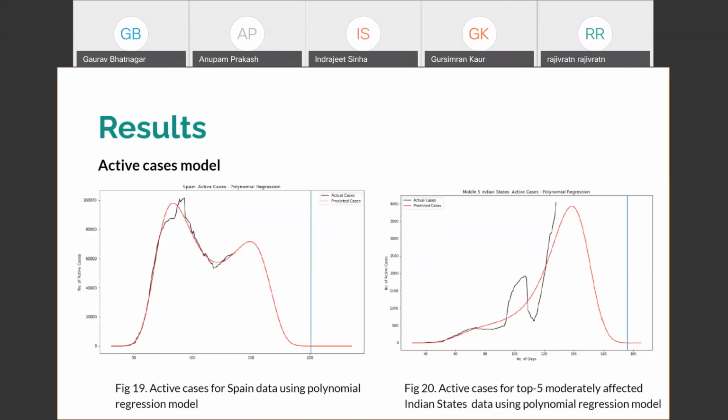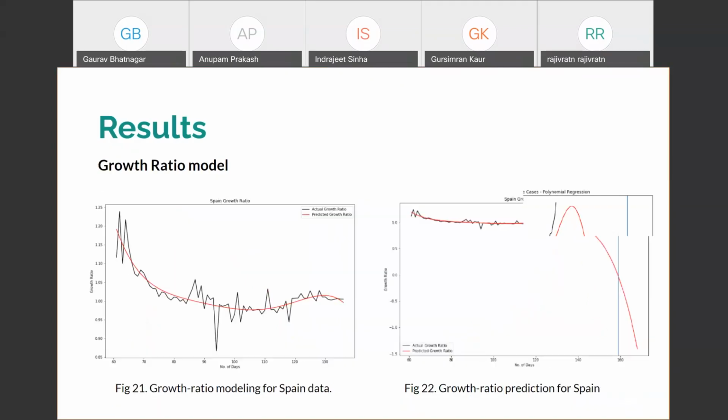And then these are the results obtained for Spain, and on the right side are the moderately affected states of India. Then we move to growth ratio, which, as we described earlier, was the metric used to model the active cases.